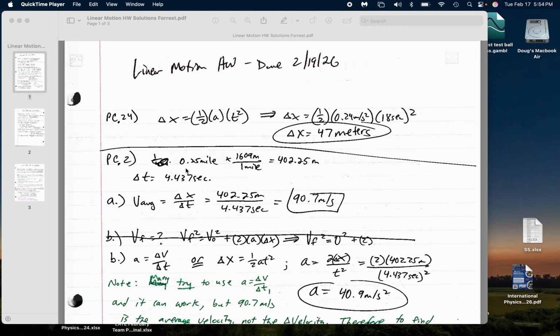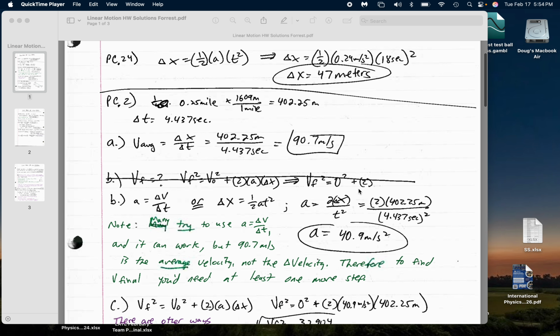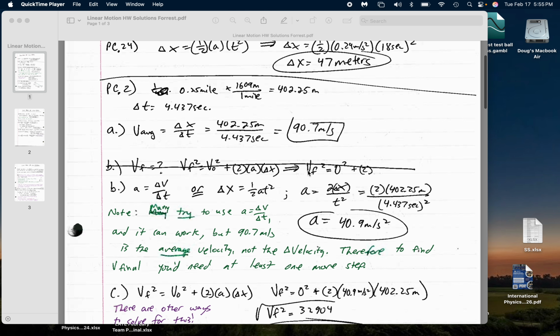For this one, the first thing we've got to do is figure out how far we're going. So it says it's a quarter of a mile, 1,609 meters per mile. So that's 402.25 meters. Average velocity, change in position over change in time. So we get 90.7 meters per second. I initially thought it was asking for the final velocity first. It was not. It's asking for the acceleration.